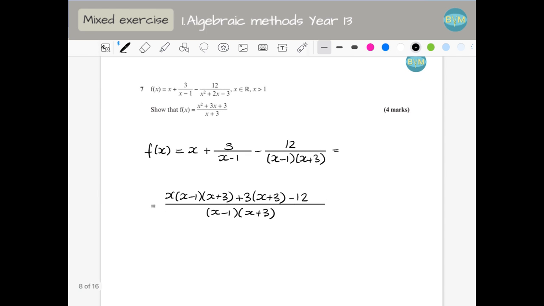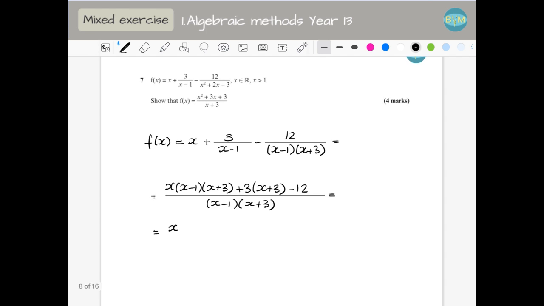I'm going to expand the brackets just carefully. So I'm going to write x, and I'm going to expand these two brackets. So x times x, x squared. x times 3 is 3x minus 1x is positive 2x. I'm just doing simplifying and multiplying at the same time. And then minus 1 times 3, minus 3. And then I'm going to expand this second bracket. So 3 times x, 3x. 3 times 3, 9. And then minus 12.